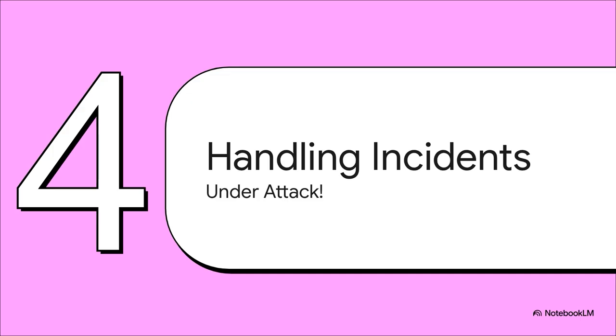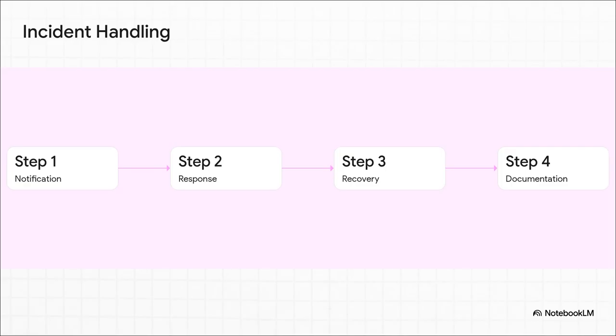This is the plan for when your fortress is actively under siege. You need a playbook, a simple 4-step plan. First, notification. Figure out what's happening and how bad it is. Second, response. You gotta contain the damage, stop the bleeding. Third, recovery. Get things back to normal. And fourth, and this is so important, documentation. Write down everything you did and everything you learned so you'll be stronger next time.